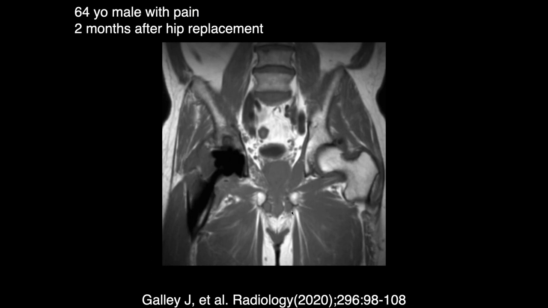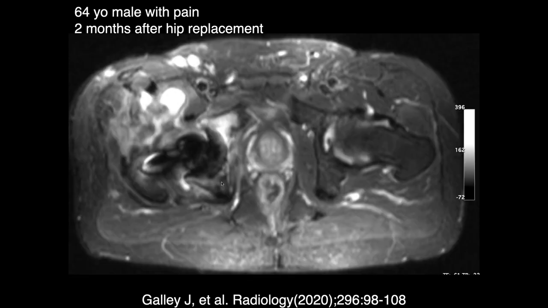64-year-old male with pain 2 months after hip replacement, and it looks like we can see the susceptibility artifact associated with the right hip prosthesis, and there is some intermediate signal within that right acetabulum. I'd be concerned about loosening or erosion. There's intermediate signal also surrounding that right prosthesis.